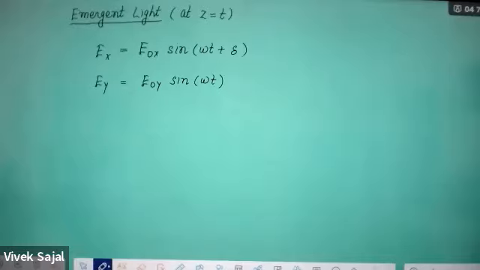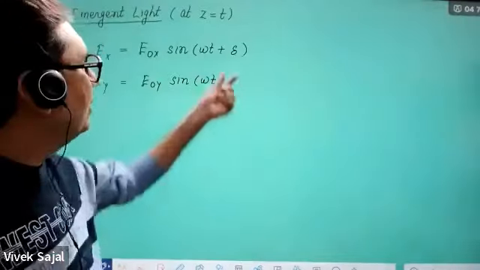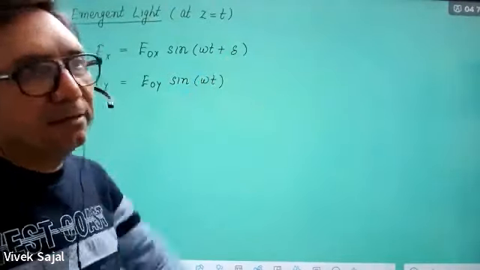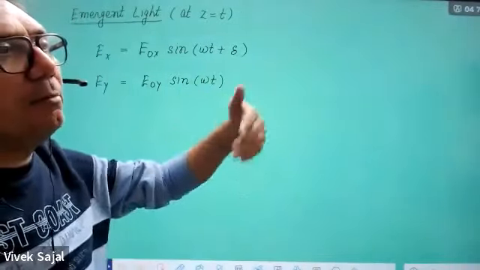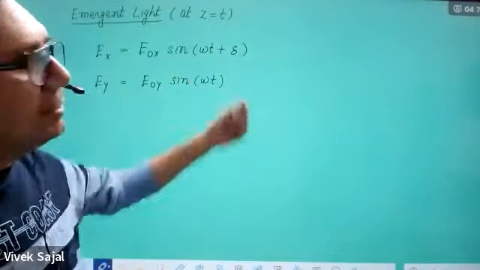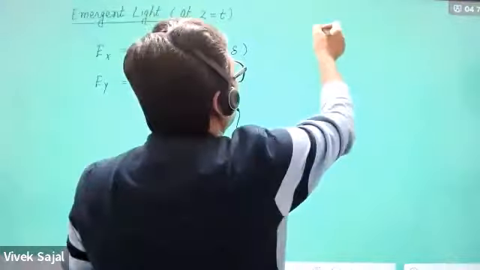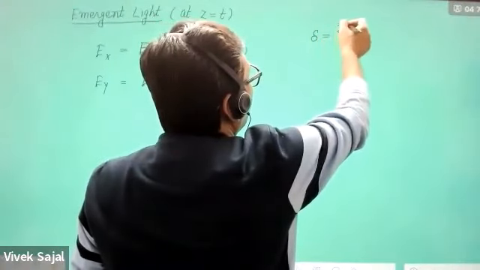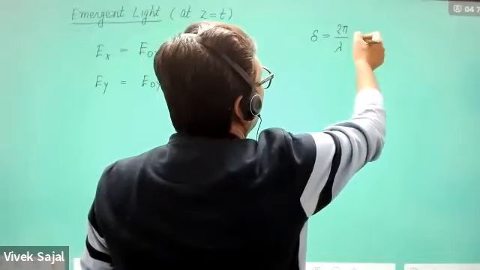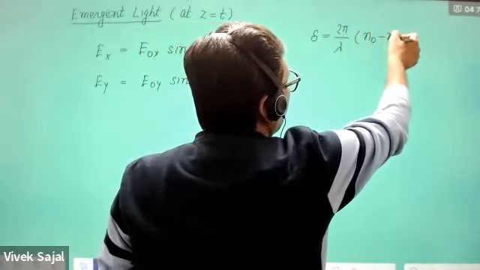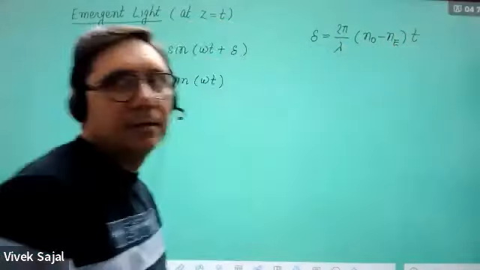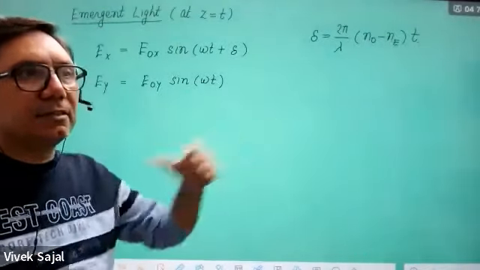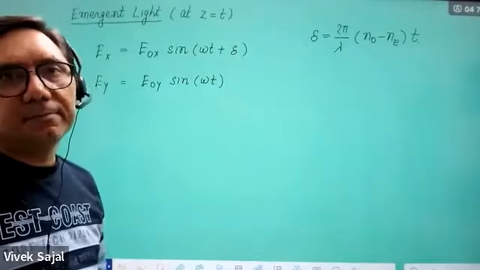Yes, sir. It depends on the phase difference, delta, right? So if you change delta, the emergent light will be different. ठीक है? Try to understand. If you change delta, emergent light will become different. And on which factor is this delta depending? Delta is 2 pi by lambda times NO minus NE. That is okay; you cannot do anything with this part. So this delta depends upon thickness. So if you change the thickness of this crystal, then the emergent light will be different.